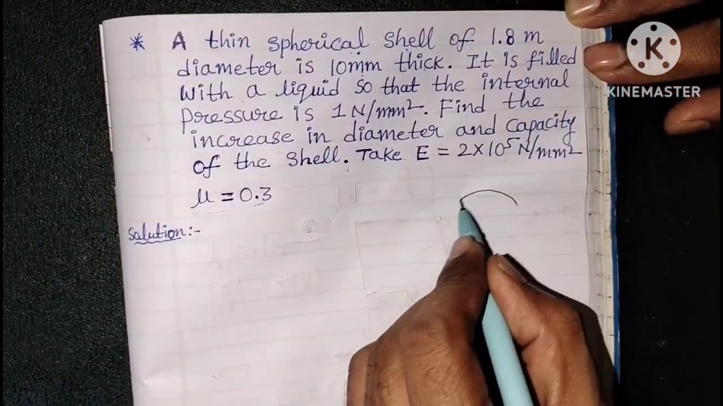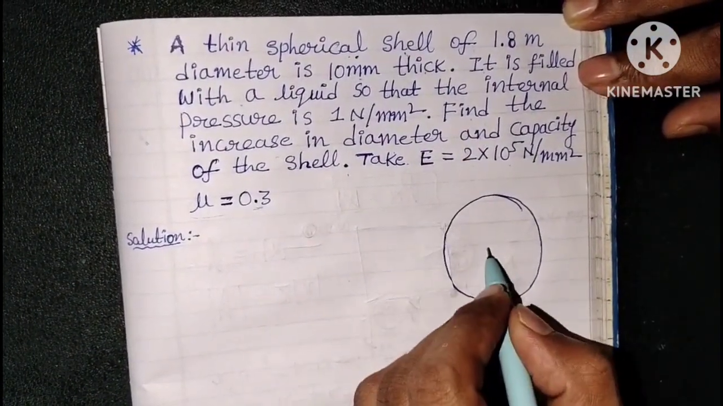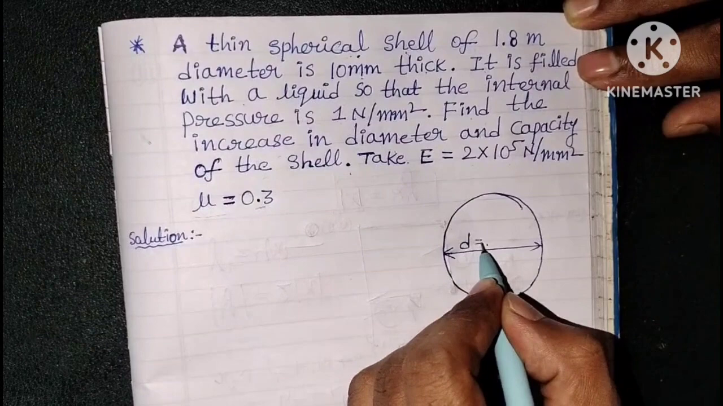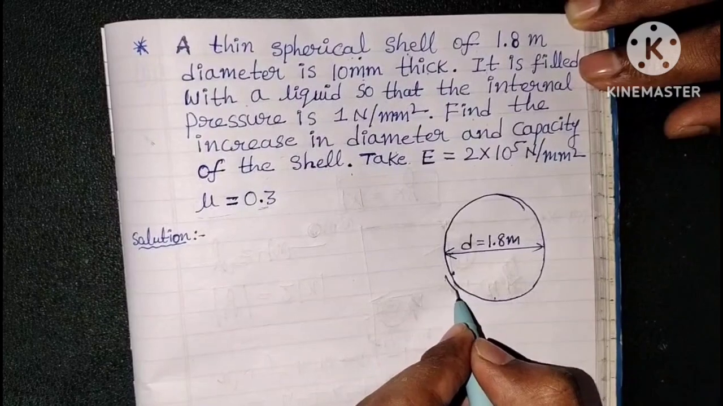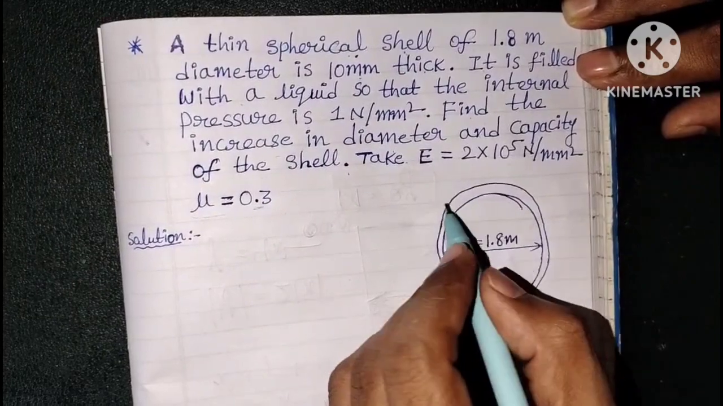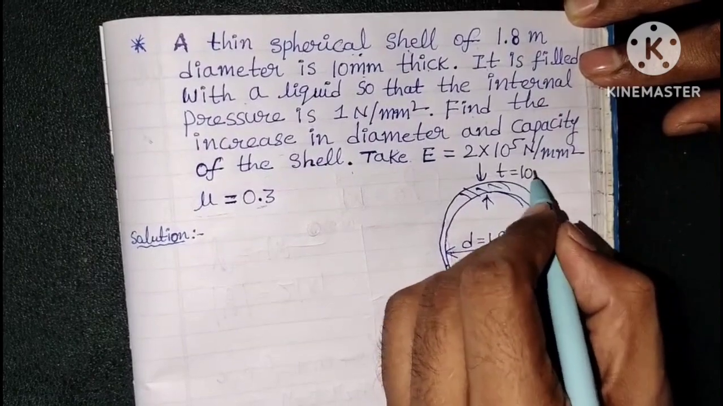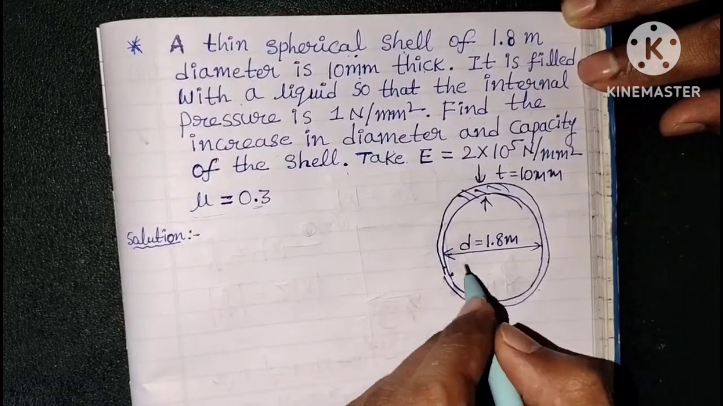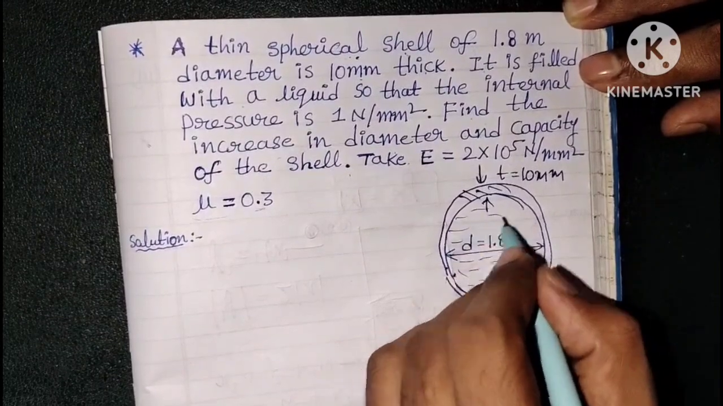So there is a thin spherical shell. Its diameter of the spherical shell is 1.8 meters and the thickness of the shell is T equal to 10 mm. So it is filled with a liquid. So this spherical shell is filled with some liquid.